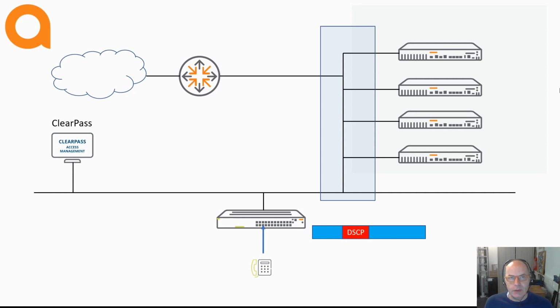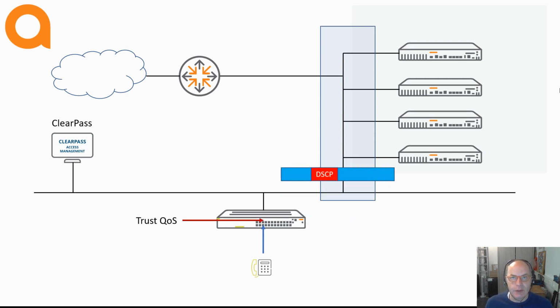Typically, if the QoS values are trusted on a port, and this is a configuration value that you can set in the switches, then the switch will accept the QoS values that are offered by the end devices. And this is actually a very common configuration in this type of environment.